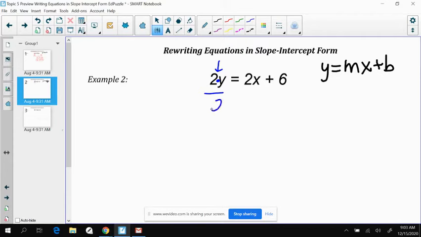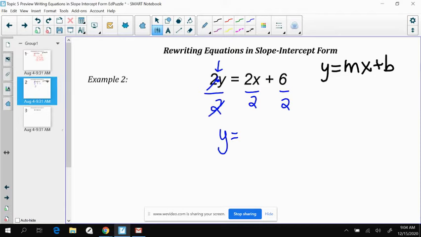2y divided by 2 will cancel those two terms out. And now all we have left on the left-hand side of the equation is y all by itself. However, whatever we do to one side of the equation, we need to do to the other side of the equation. And when we divide the entire right side of the equation by 2, this means we have to divide 2x by 2 and 6 by 2. All terms on the right-hand side are being divided by 2.